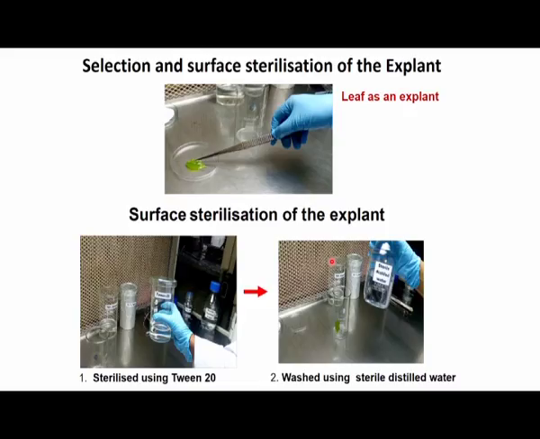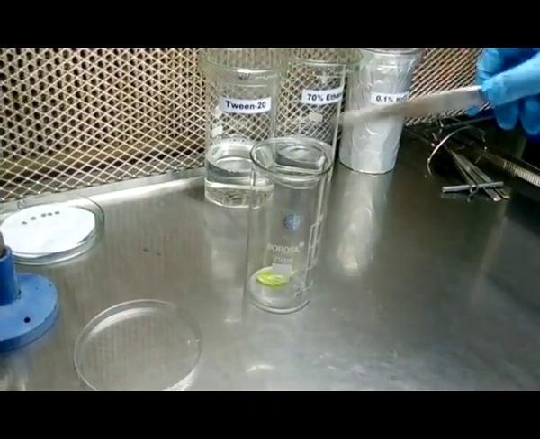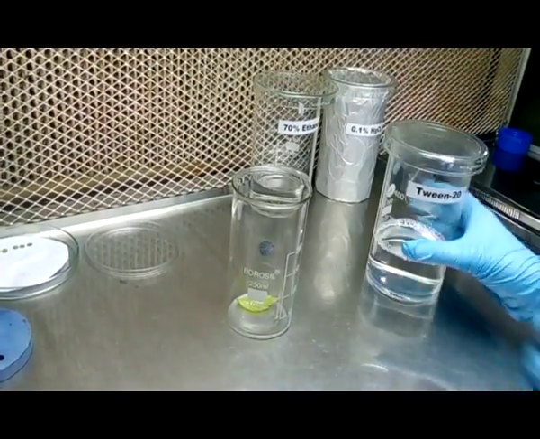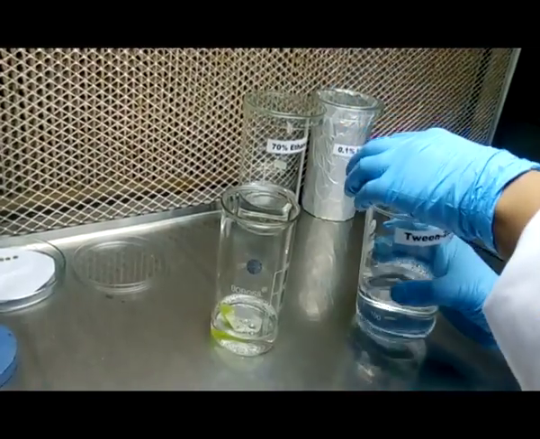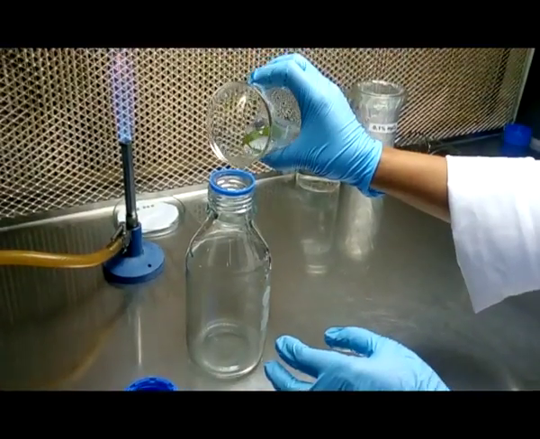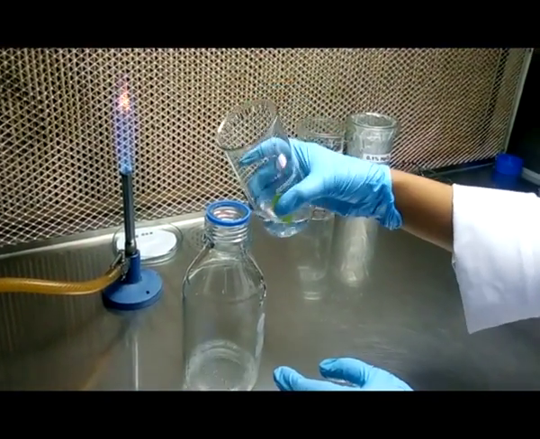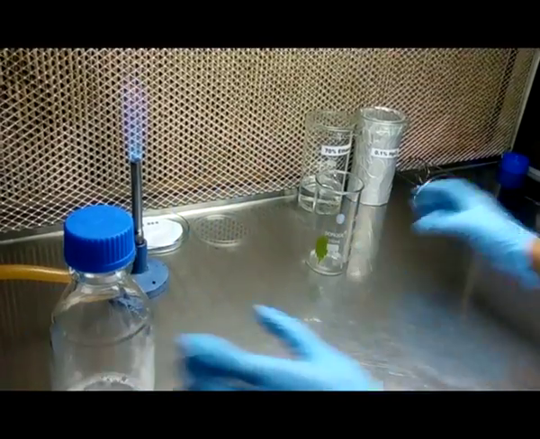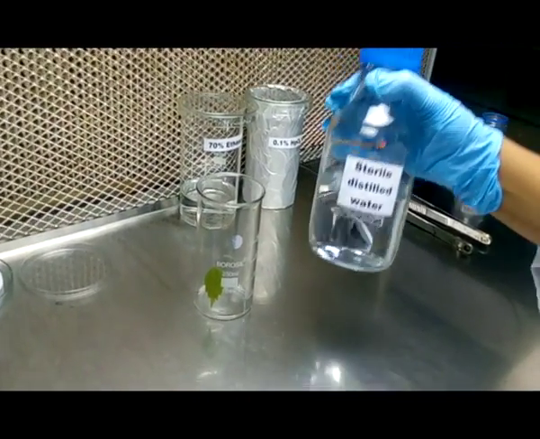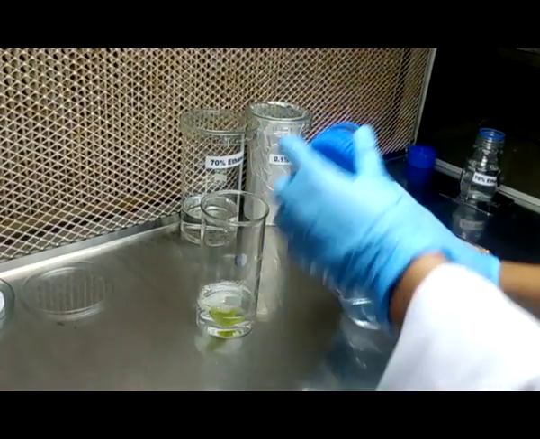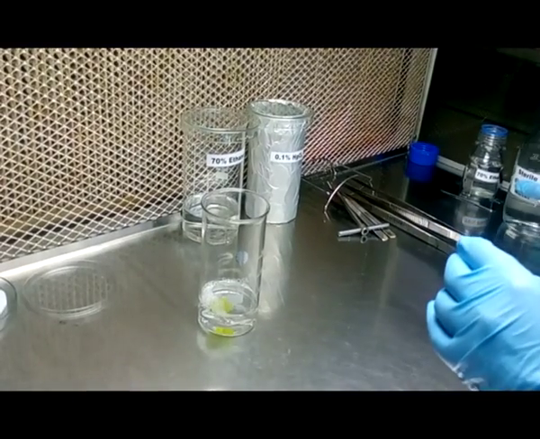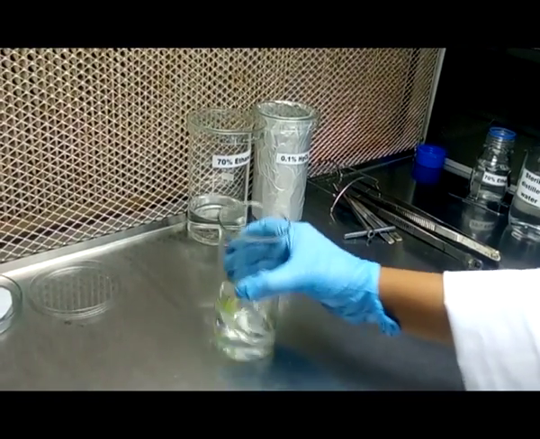Now, what you do is the surface sterilization of the explant. In this case, for example, we have taken a leaf. First you take the leaf, then you sterilize the surface by using a detergent called Tween-20. Once you do the washing with the Tween-20, then you wash with water, so that the excess Tween-20 is removed from your explant. Once that is done, then you also should do the surface sterilization with the other reagents.